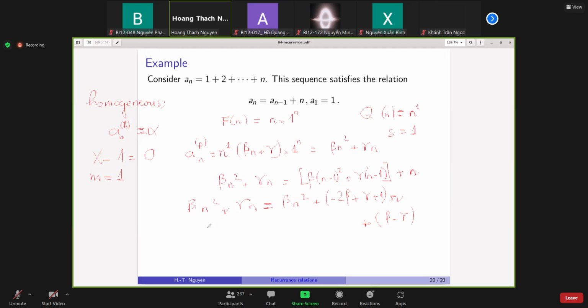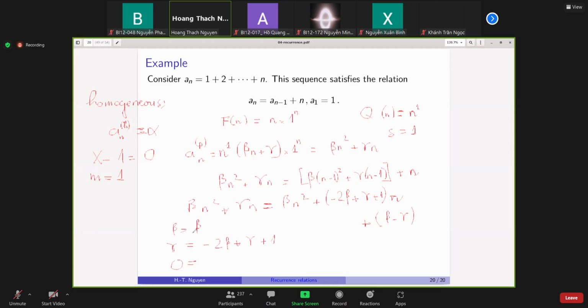Okay. So since this verifies for all n, it means that the corresponding coefficients of the two sides must be the same. So the coefficients of n squared should be the same, so beta is equal to beta, it is automatic. The coefficient of n should be the same, so we have gamma on this side equal to minus 2 beta plus gamma plus 1, and the free coefficient 0 is equal to beta minus gamma.